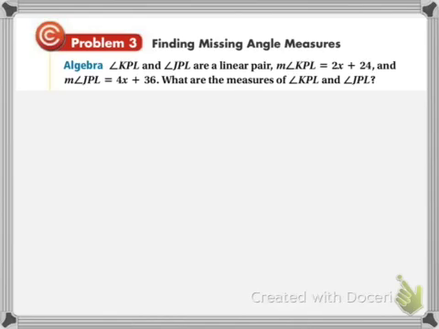In algebra, we're told that angle KPL and angle JPL are a linear pair. This one doesn't give you a picture, but the good thing about geometry, you can always draw one if you want. So we know we have two angles that are a linear pair. If I draw that, I know I'm going to have a straight angle. We'll call that K, this point P, this can be L, and this can be J, just so you can get a good visual.